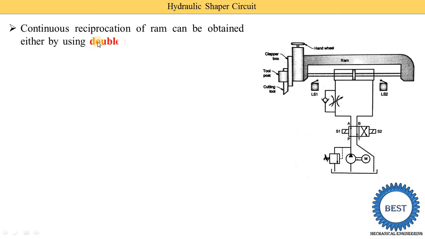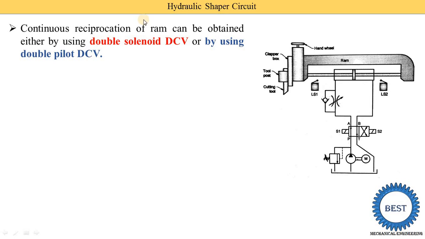Now continuous reciprocation of the ram can be obtained either by using the double solenoid DCV or by using the double pilot DCV. DCV means directional control valve. Why is a directional control valve required? Because that is a reciprocating motion.